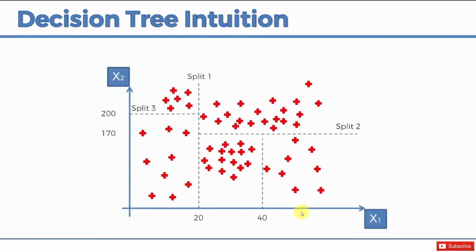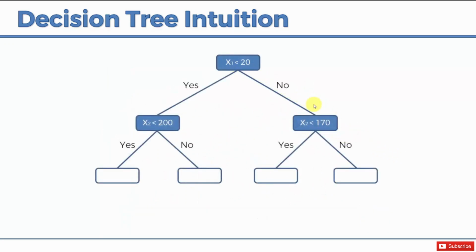And then split 4 happens at 40, and it checks if x1 is greater or less than 40. Split 4 only happens for the points that answered no to split 1, it's not less than 20, and to split 2 they answered yes, it's actually less than 170. So no, it's not less than 20. Yes, it's less than 170. And then this is where split 4 happens. x1 is less than 40? Yes, no. All right, so that's our decision tree.